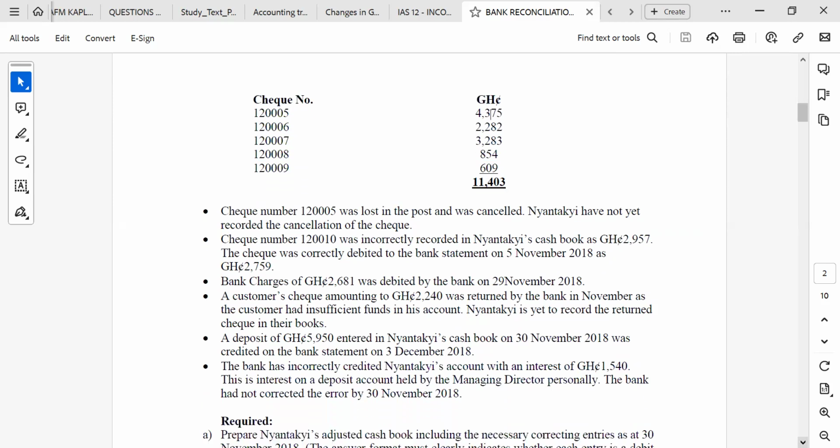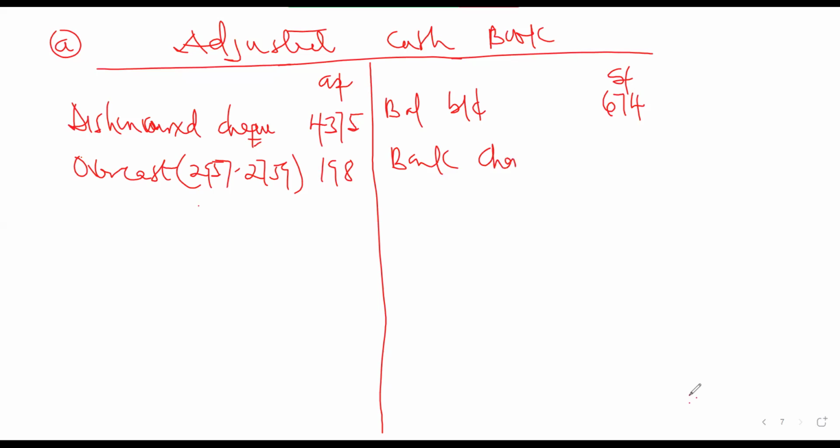Okay, let's go to the third point, or the fourth one. Bank charges of 2,681 was debited by the bank on 29th November 2018. So where will the bank charges go? Debit or credit to the adjusted cash book? The credit side of it. Credit. Okay. Some of the items you don't have to think about. The bank charges is an expense, and that has reduced our bank statement balance. So that will be 2681. Is that correct?